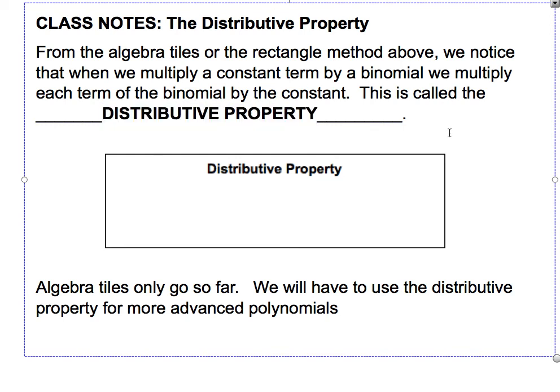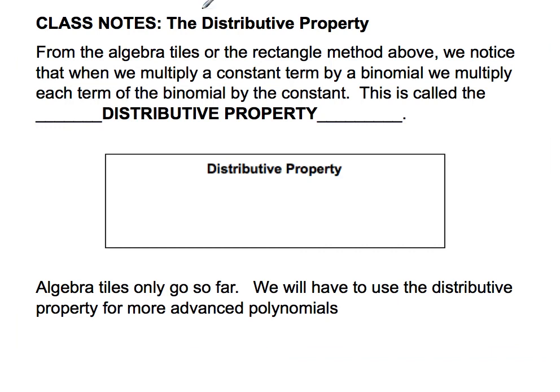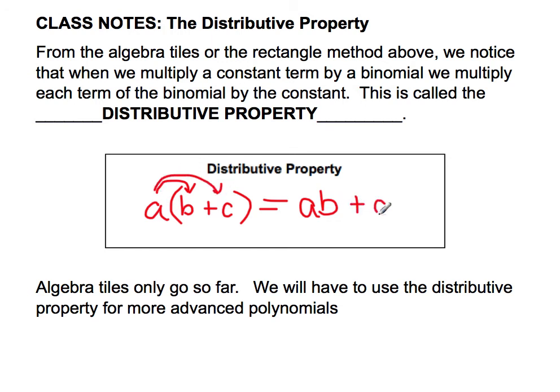So in the higher level math courses or the lower level math courses, you will deal with the distributive property. If you Google distributive property, you're going to see the following: A(B + C) = A times B and A times C. You have to multiply each term by the constant that's outside.